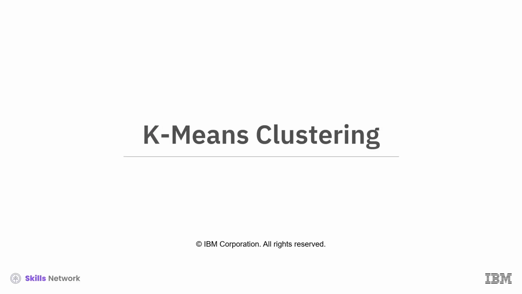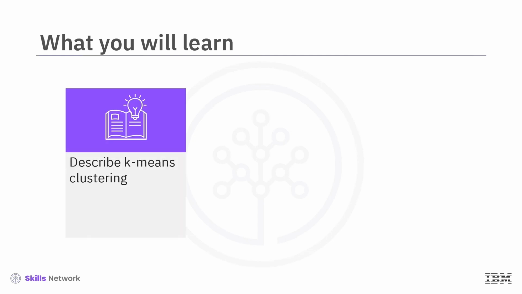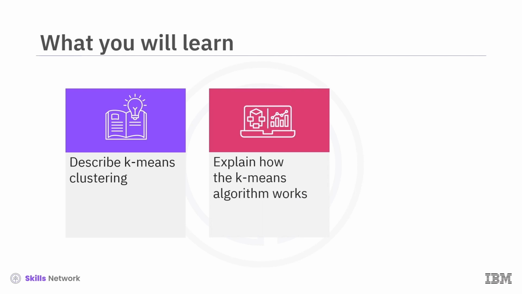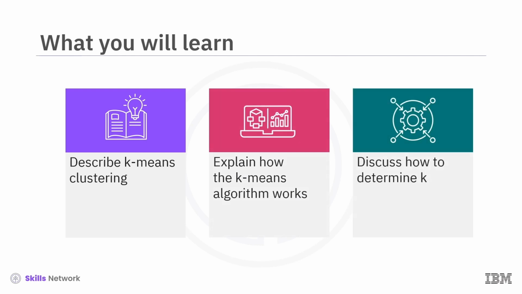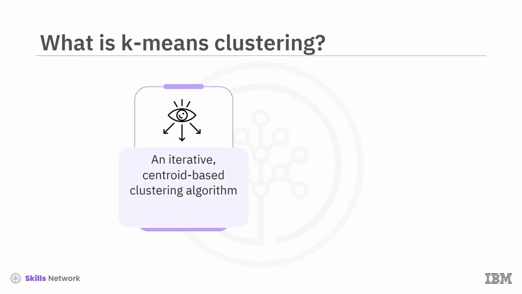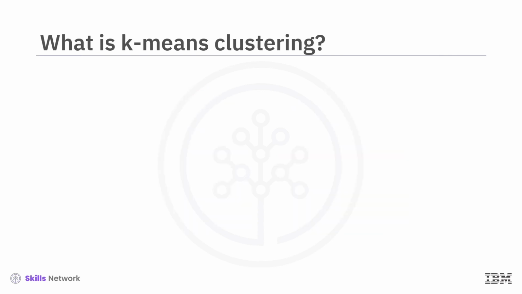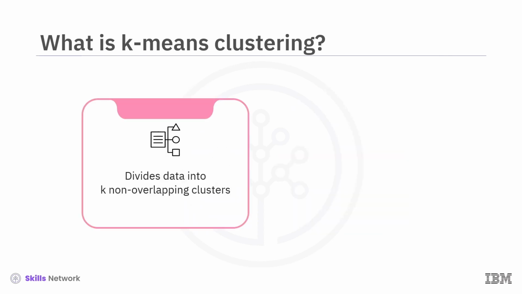Welcome to k-means clustering. After watching this video, you will be able to describe k-means clustering and explain how the k-means algorithm works. You will also be able to discuss how to determine k. K-means is an iterative, centroid-based clustering algorithm that partitions a dataset into similar groups based on the distance between their centroids. K-means divides data into k non-overlapping clusters, where k is a chosen parameter.